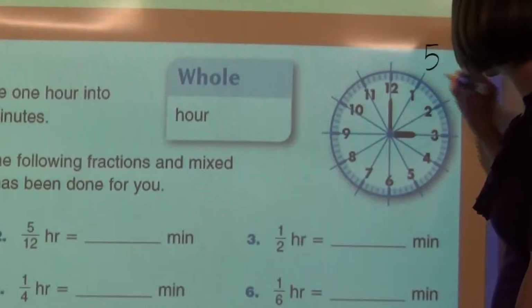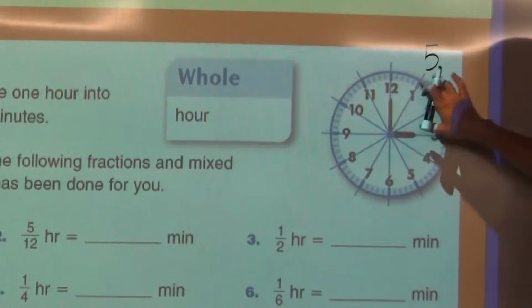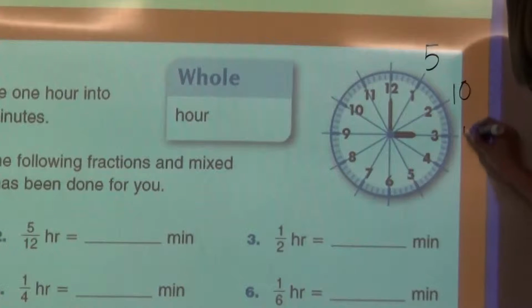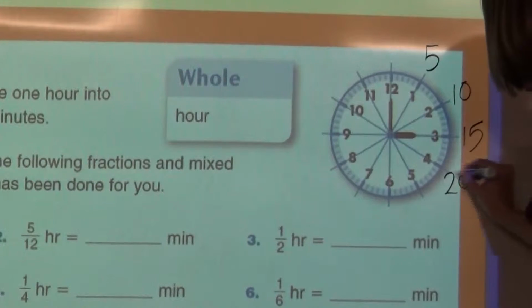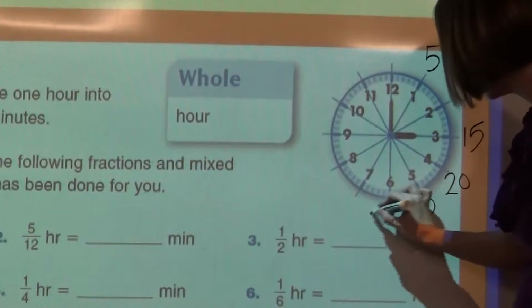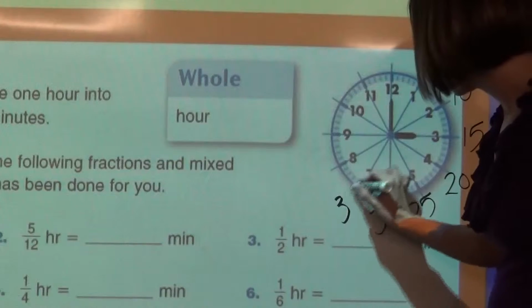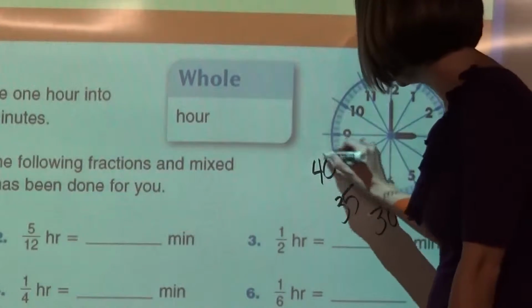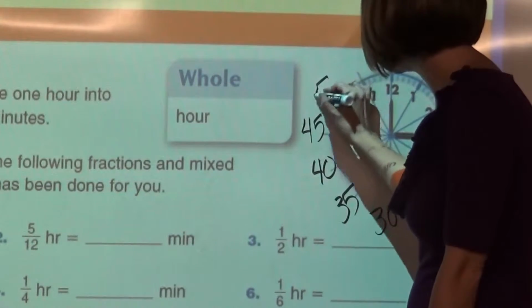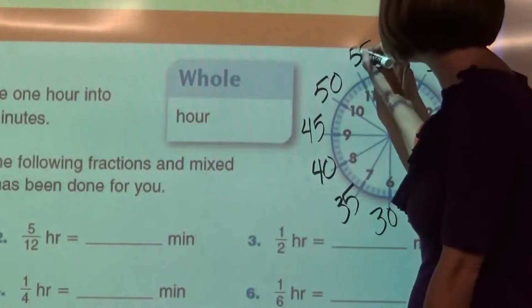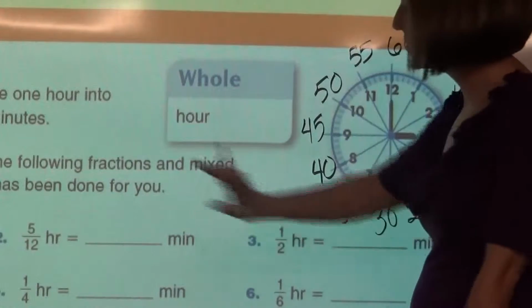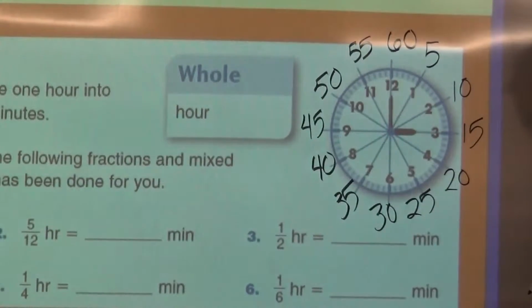I'm going to mark our minutes on the clock. We know that each of the large numbers is worth 5. So this will help us as we go through this first part of the lesson. 35, 40, 45, 50, 55, and 60. All right, so if we take a look at number 1, it says 1/12 of an hour.